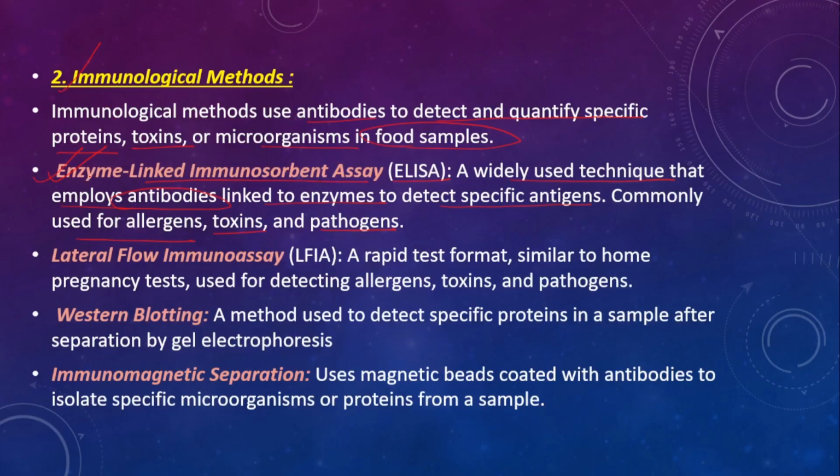ELISA is also used in food safety testing and immunological research. It's a quick, cost-effective and reliable method, though false positives or negatives can occur without proper controls.